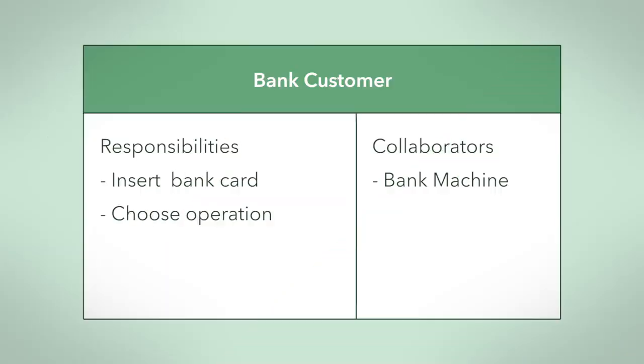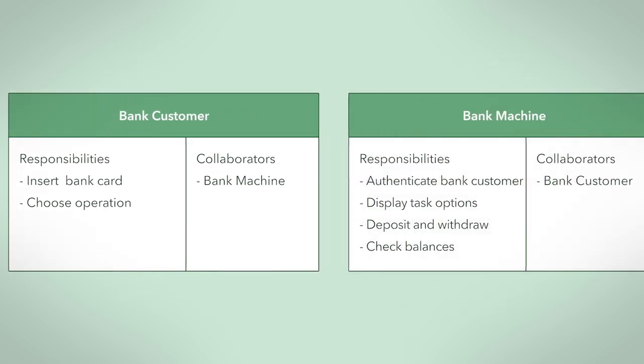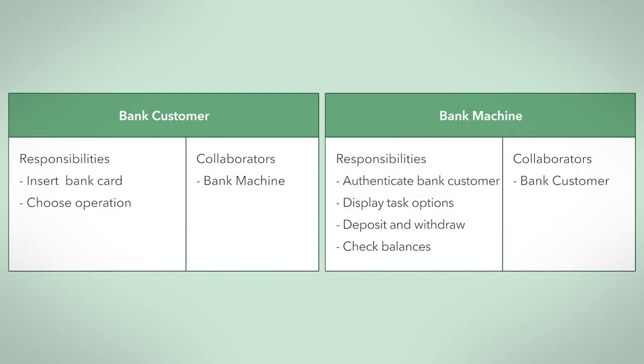As we have said, a key advantage of using CRC cards is that it allows you to physically reorganize your design. You can move related cards together or situate cards to suggest relationships. With our CRC cards, we can organize things by placing collaborating components together. For example, put the bank customer CRC card on the left and the bank machine CRC card on the right. With CRC cards organized, you can simulate a prototype design of the system so far.